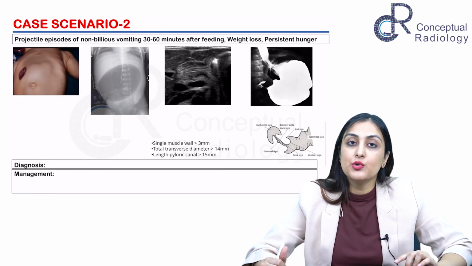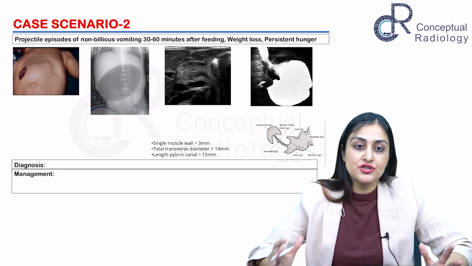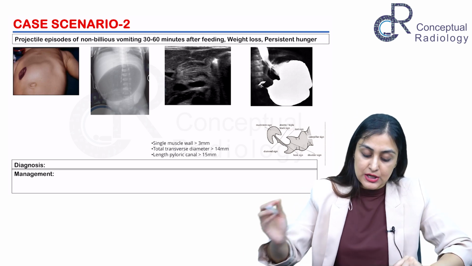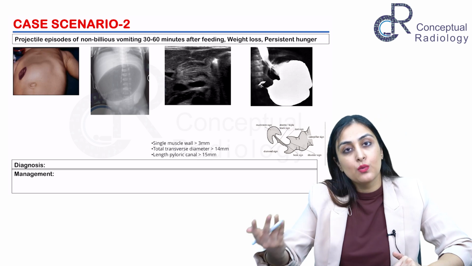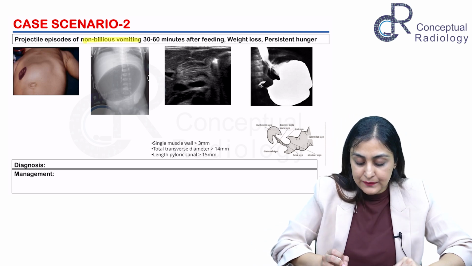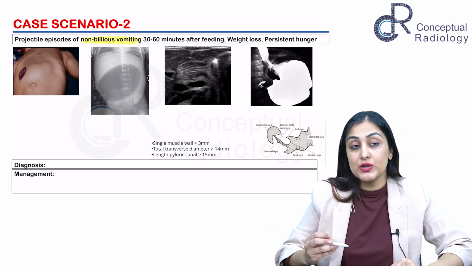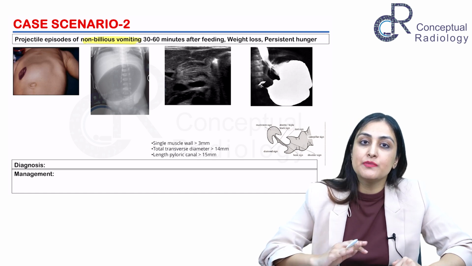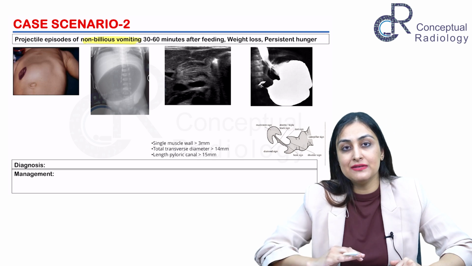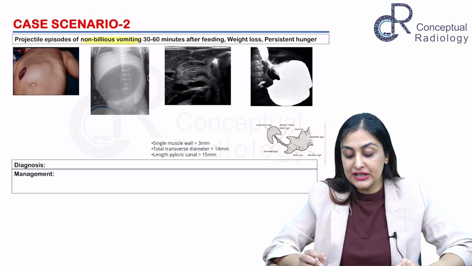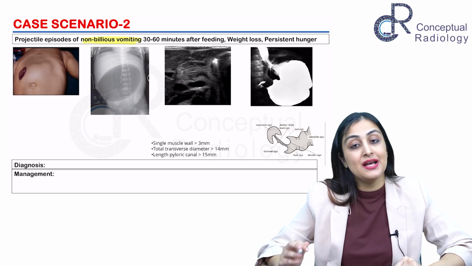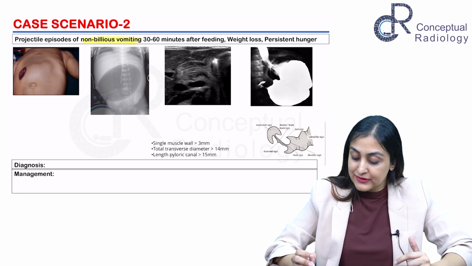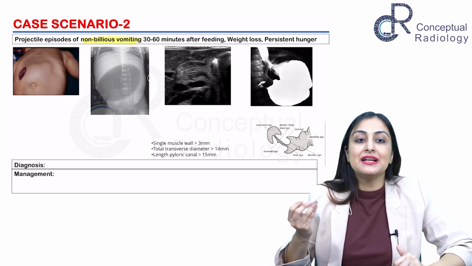So now we are going on to the highest level of obstruction at the level of stomach. So because it's at the level of stomach, what kind of symptoms do we expect? Non-bilious vomiting. So here you're going to get history that a child is having these projectile episodes of vomiting every 1.5 hours after feeding, because of which the child is emaciated, there's weight loss, and it's persistently hungry.